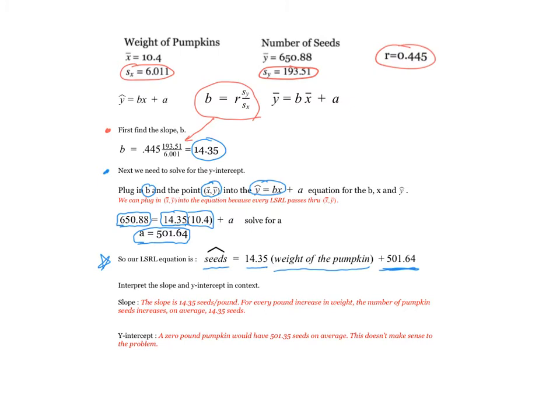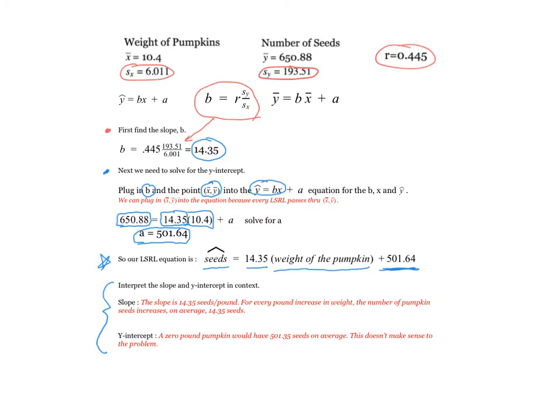Okay, and just as a good review, you should be able to interpret the slope and y-intercept. So remember, the slope is 14.35 seeds per pound. For every pound increase in weight, the number of pumpkin seeds increases on average by 14.35 seeds. And the y-intercept, the interpretation would be a 0-pound pumpkin would have 501.35 seeds on average.